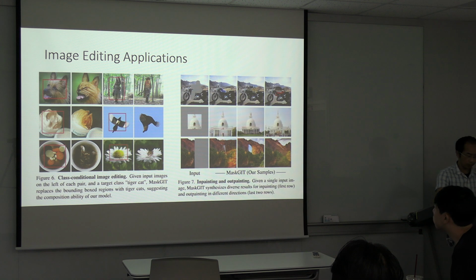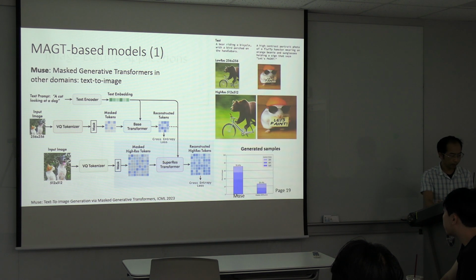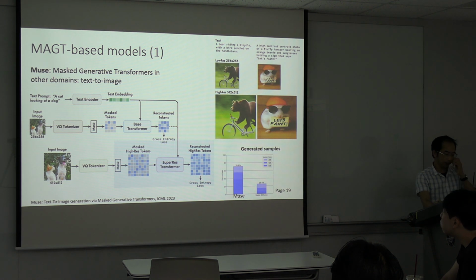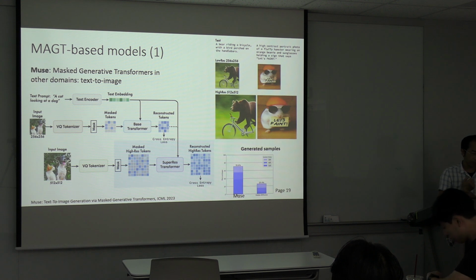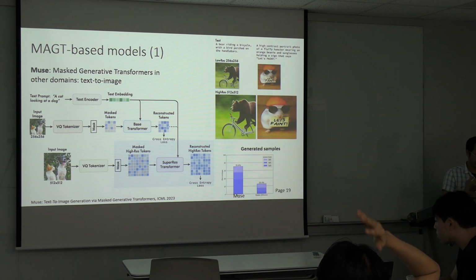Here are some other applications of this approach. We can use inpainting or outpainting for image editing. I think it's so interesting. Based on that technique, some researchers try to extend it to other domains, for example, text to image.